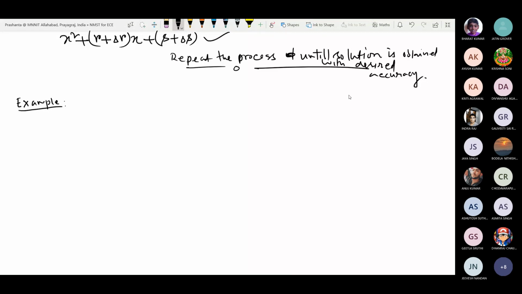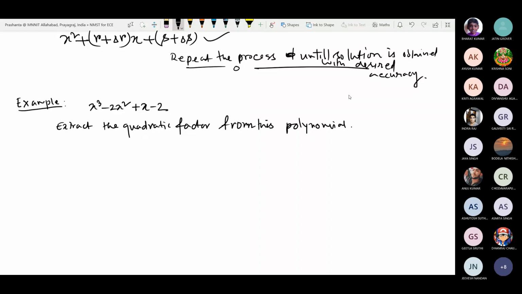Okay, so the polynomial, a cubic polynomial, is x cube minus 2x square plus x minus 2. So this is the polynomial. The third degree polynomial we have taken. Now the question is to extract the quadratic factor from this polynomial.